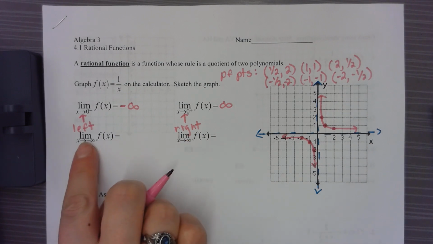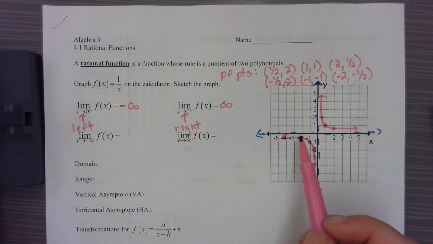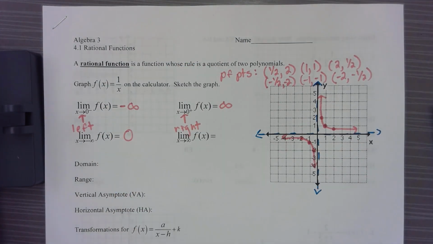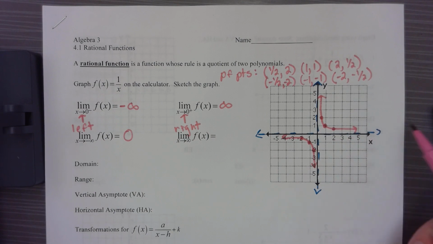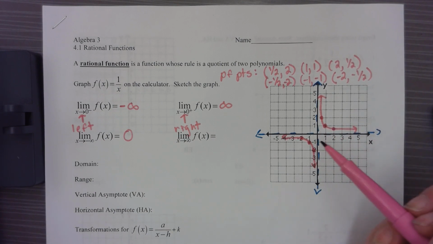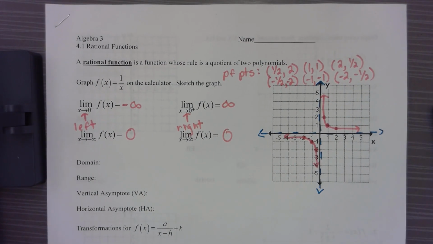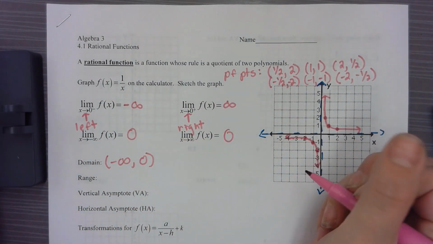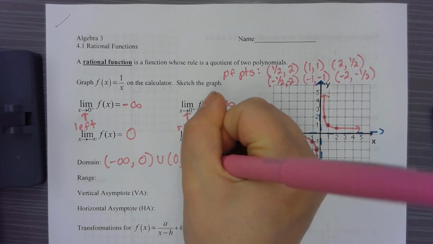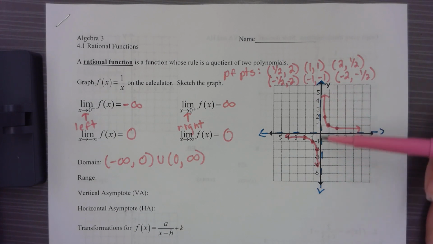And then these ones we have seen before. As x goes to negative infinity, as we go this way, we're approaching this asymptote, and this asymptote would be 0. And then as we go to positive infinity, as our x values get really, really big, this graph is again approaching that asymptote of 0. So the way we write the domain in interval notation would be negative infinity to 0, union 0 to infinity. So basically it's saying everything except for this vertical asymptote of 0.